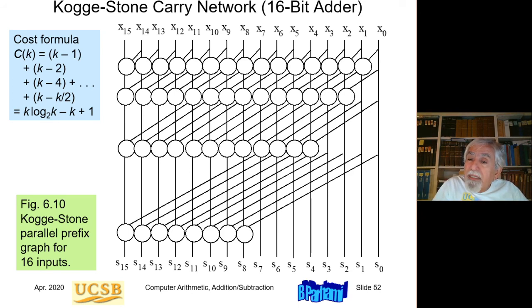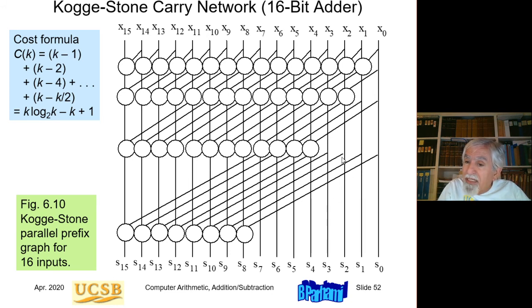K minus 1 adder at the first level, K minus 2 at the next level, K minus 4, and K over 2 at the last level. And if we add all of those, do the math, it becomes K log 2K minus K plus 1. Again, if you ignore minus K plus 1, this is order K log 2K. So it's more expensive than the Brent-Kung design, but it's faster. It's as fast as Ladner-Fisher design, but doesn't have its fan-out problem.